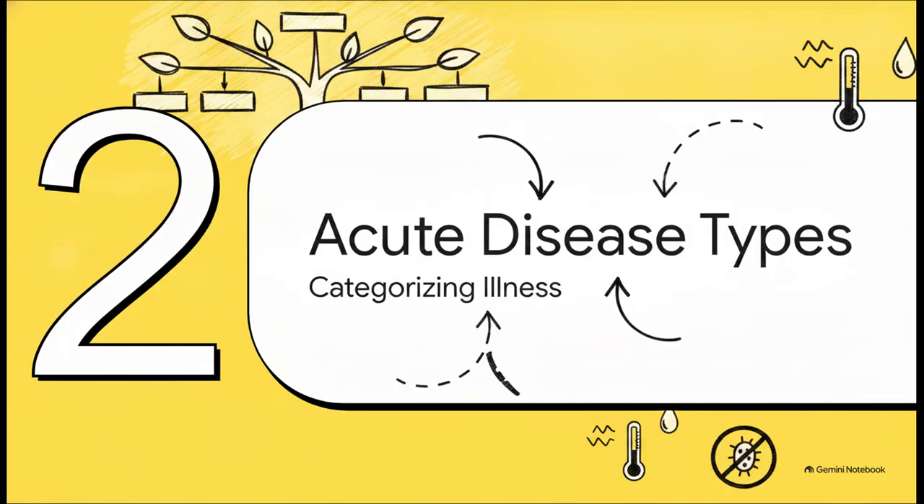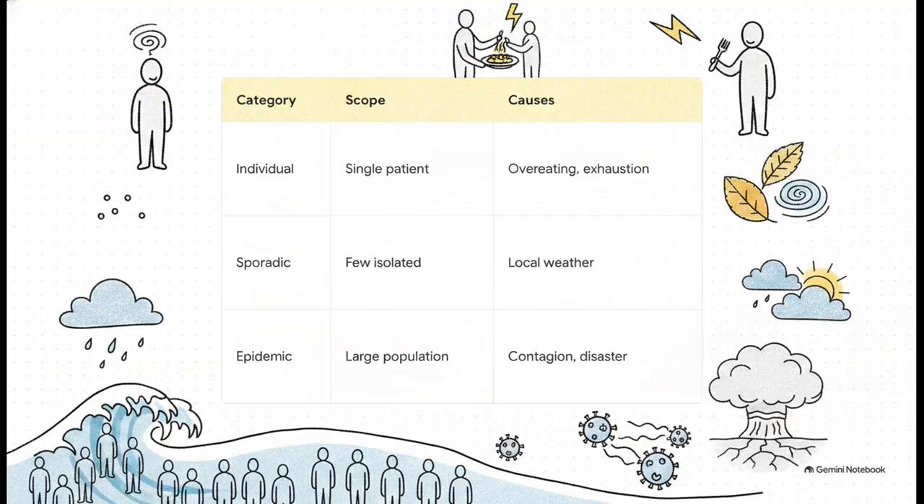Moving right along to Section 2, three types of acute disease, categorizing short-term illness. Now, what's really interesting here is how Aphorism 73 beautifully organizes these sudden illnesses based purely on their scale and their triggers. Because acute disease isn't just a monolith. Individual acute affects a single patient, often driven by personal triggers like overeating or an emotional shock. Scaling up from that, sporadic acute affects a few isolated cases simultaneously in one locality, usually triggered by local weather. And finally, epidemic acute sweeps across a large population with uniform symptoms, and that's driven by contagions or massive environmental disasters.